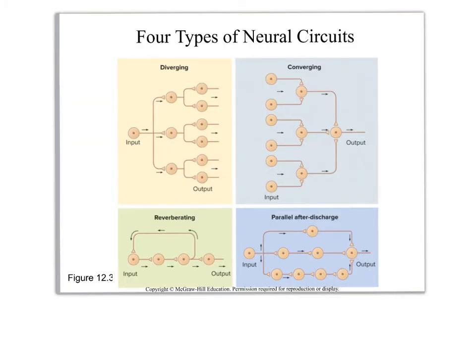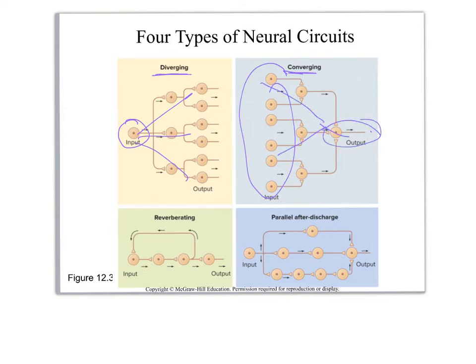All right, the two easy ones I think are diverging and converging. So you've got a start point of one, and then it goes out to many. Converging, you have many that then converge onto the one. So they're basically kind of like opposites.